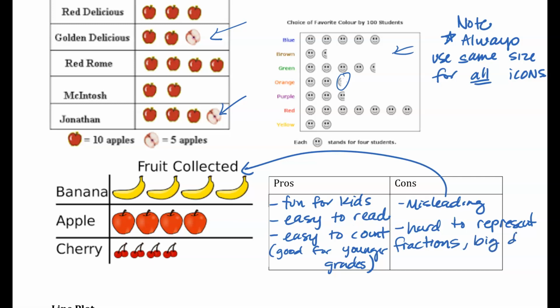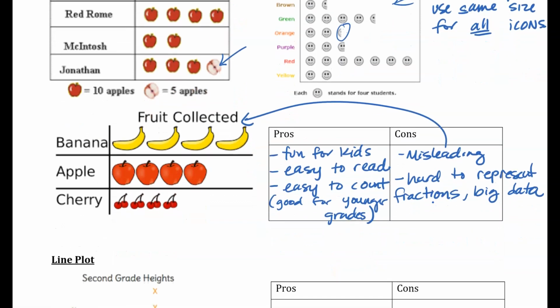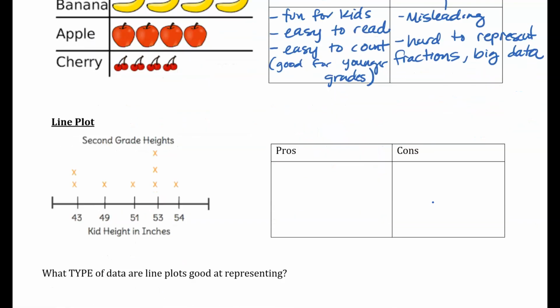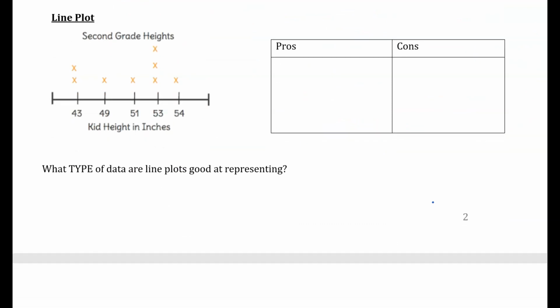I'm also going to put big data possibly. Now, your icon could represent a really big number and make that easier to represent big data. But if the data was really spread out, like you had smaller numbers and then gigantic numbers, it might be difficult to use a pictograph there. But I think the key here is that it's really good for younger kids, and it's just a fun way to display data if you're looking for something that's good for younger learners.